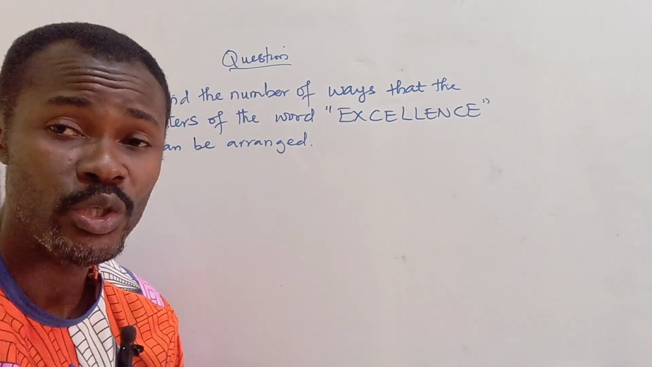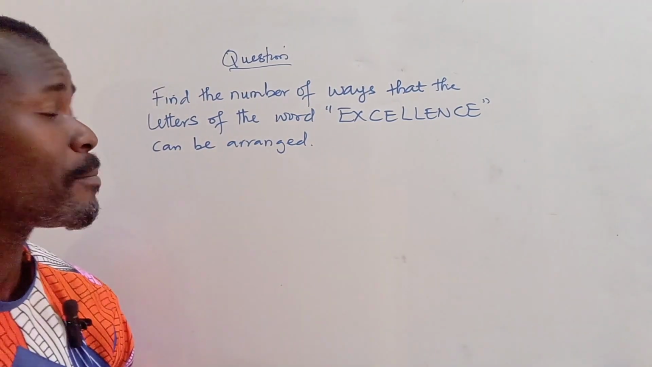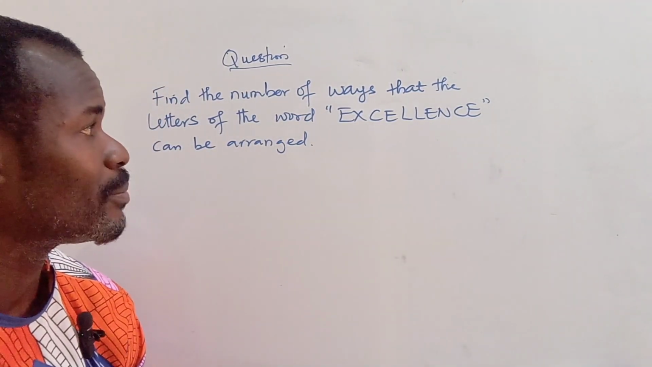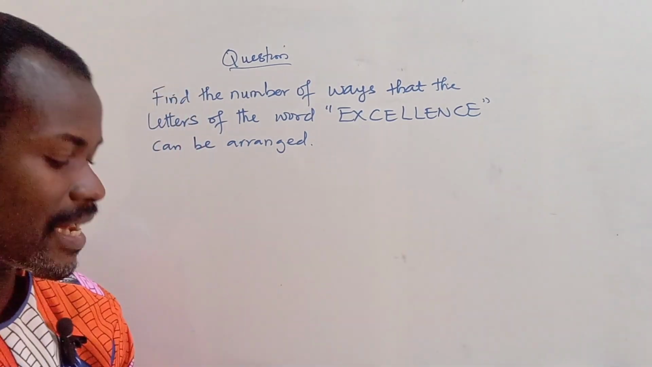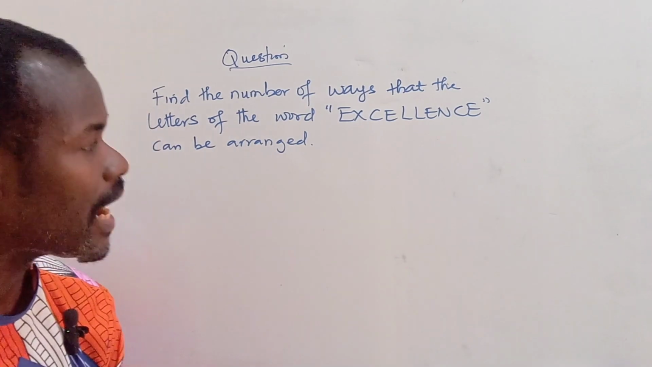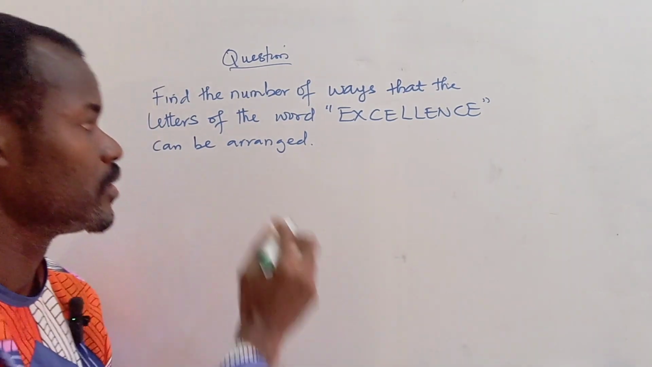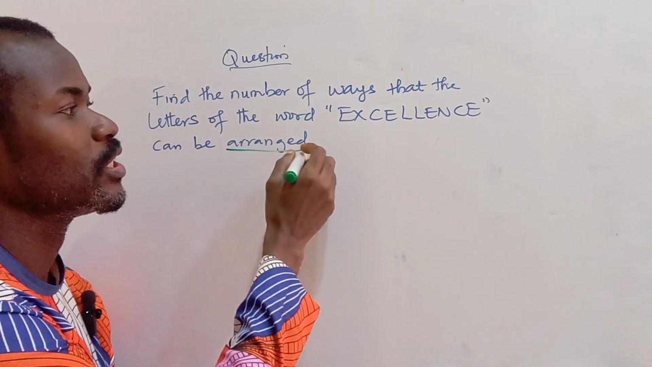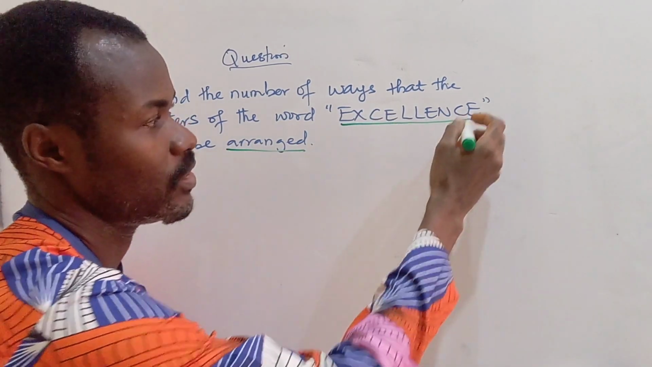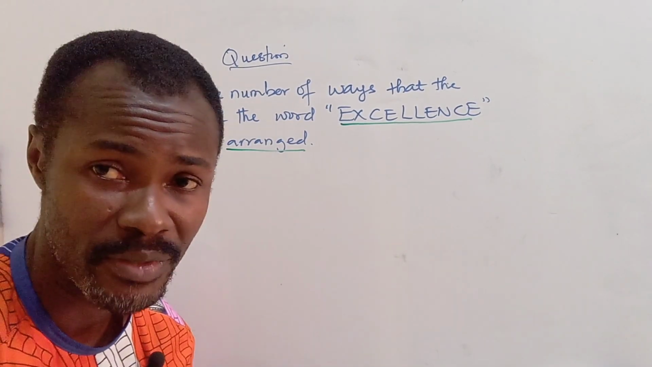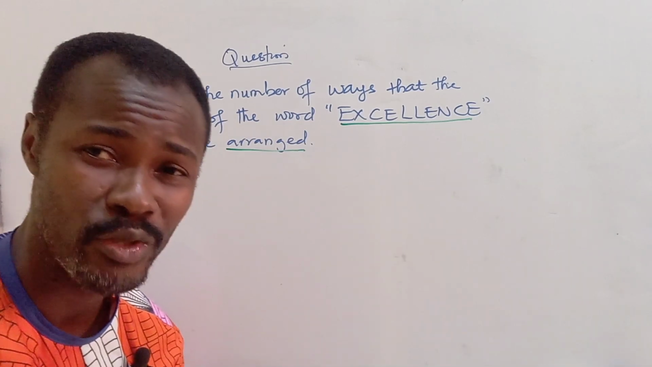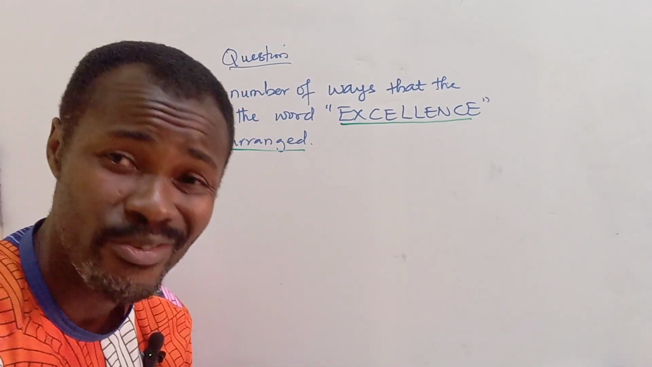Alright, so today we have a question on the board on permutation. The question says: find the number of ways that the letters of the word EXCELLENCE can be arranged. Now, how did I know that it is permutation? It has to do with arrangement of the word EXCELLENCE. So when you have such problems in the exam, it has to do with permutation. Permutation simply means arrangement.